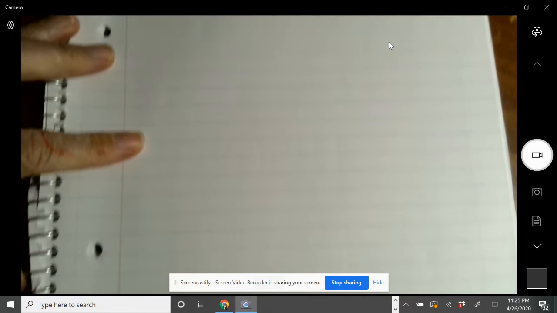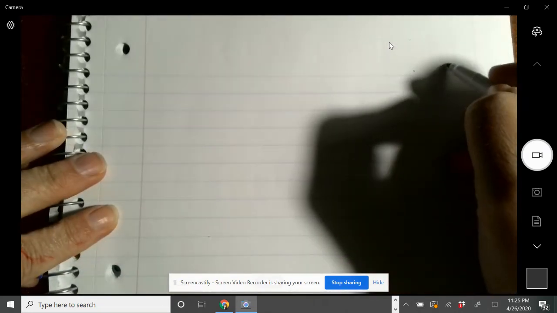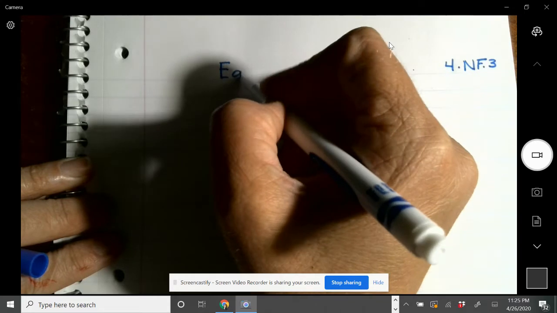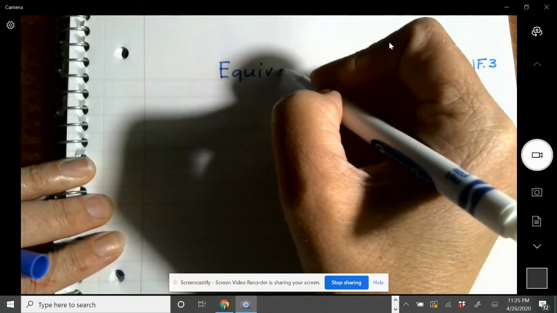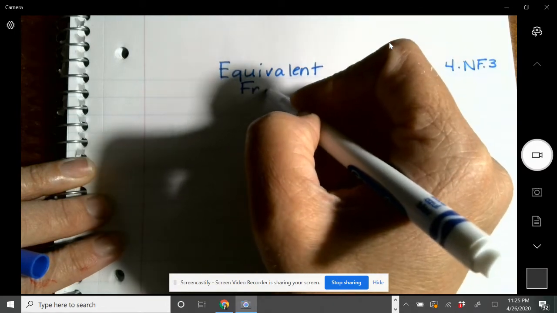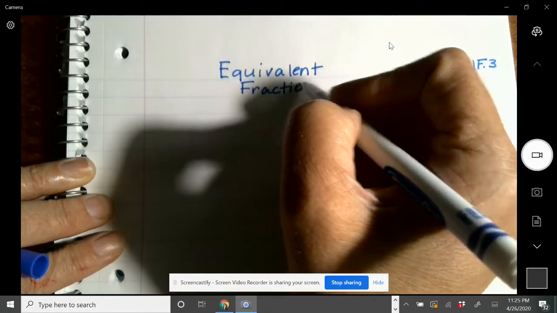Now I told you this was review work, so I'm going to plug right away into reviewing what we've done already. This time I'm going to take us back to that same standard. It's still numbers and fractions, part 3. Only this time we're going to look at equivalent fractions and the way that we modeled those in class.